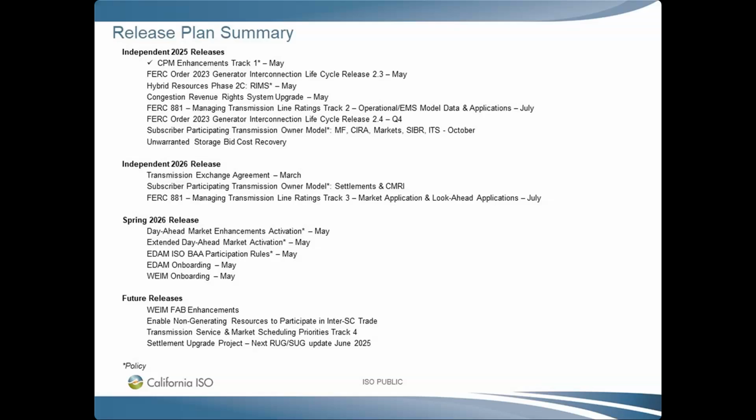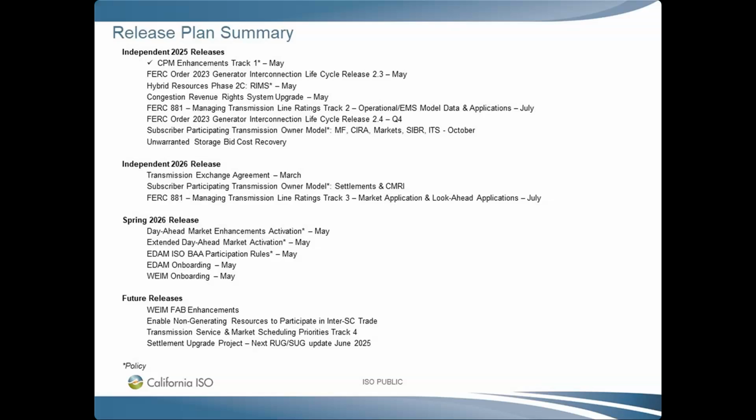And then on to FERC, so that's our May items, and then we move on to FERC 881 for Track 2 with the availability of WebLine R, that's planned by July. And then we have the remaining FERC Order 2023 Generator Interconnection Lifecycle, Release 2.4, that is planned for Q4.